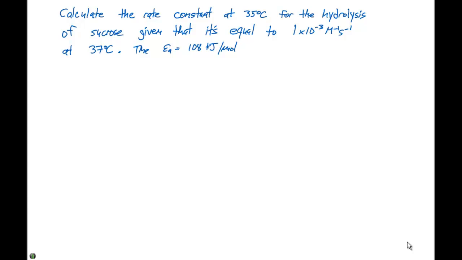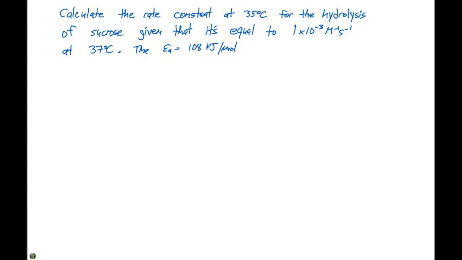In this problem, we are to calculate the rate constant at 35 degrees Celsius for the hydrolysis of sucrose, given that it's equal to 1 times 10 to the minus 3 molar to the minus 1 second to the minus 1 at 37 degrees Celsius. And here we're given an activation energy of 108 kilojoules per mole.